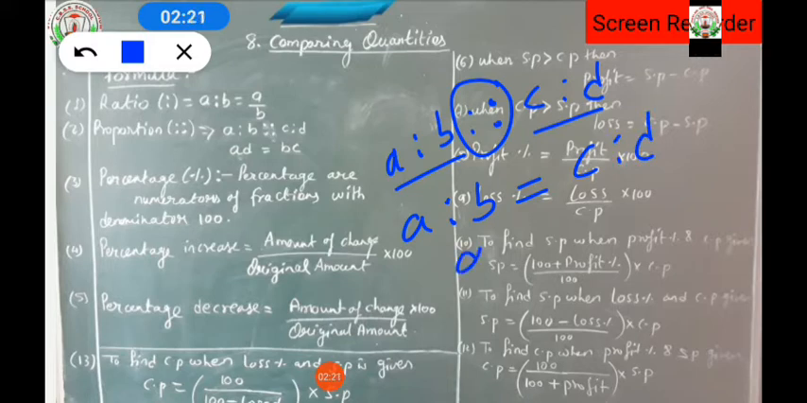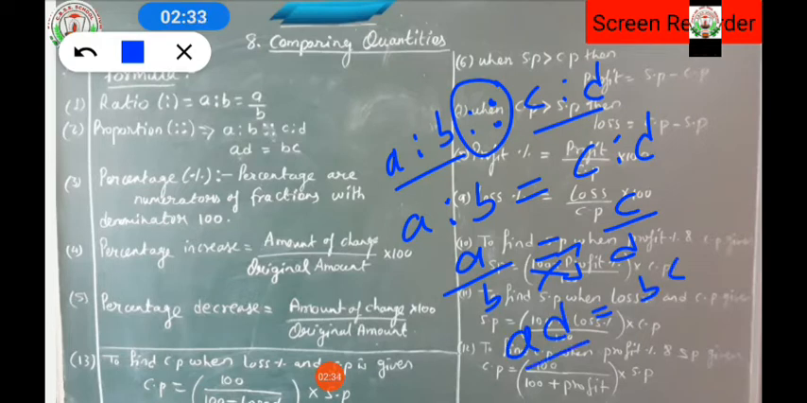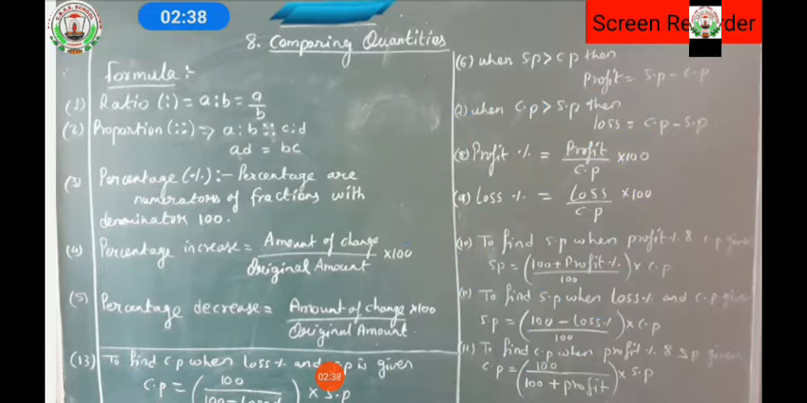Now A upon B can be written in the form of a fraction, and C upon D can be written in the form of a fraction. Then when we do the cross multiplication, AD equals BC. So the formula is: product of means equals product of extremes.